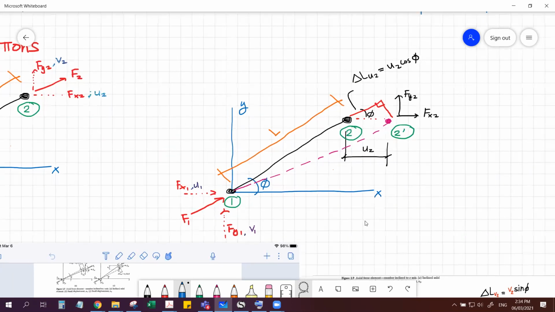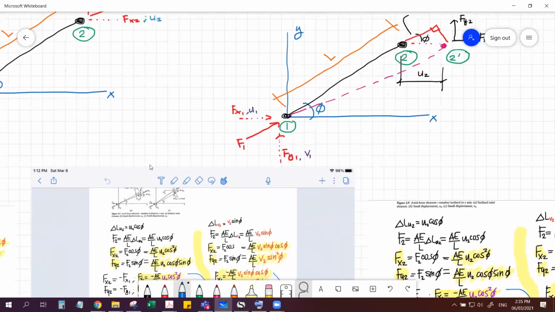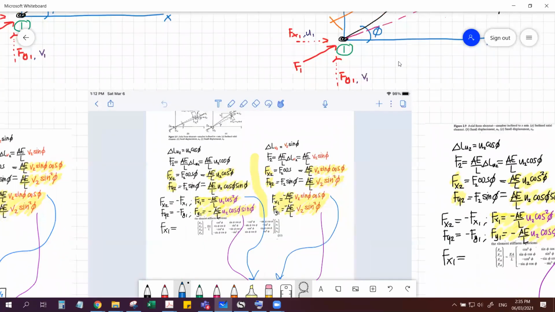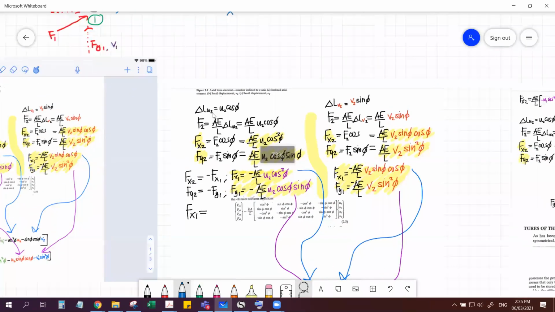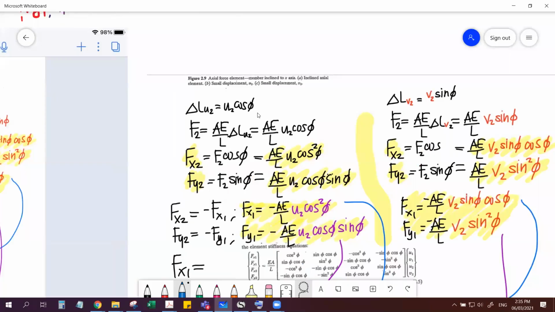Now let's find out the corresponding equation for that. So again, we know delta L U2 is equal to U2 cosine phi. And F2 is equal to AE over L times delta L U2. Right? And substituting U2 cosine phi, so AE over L U2 cosine phi. And find the components fx2 and fy2. So fx2 is F2 cosine phi. Therefore, AE over L U2 cosine times cosine, cosine squared phi. Okay, how about fy2? Fy2 is equal to F2 sine phi, AE over L U2 cosine phi times sine phi.